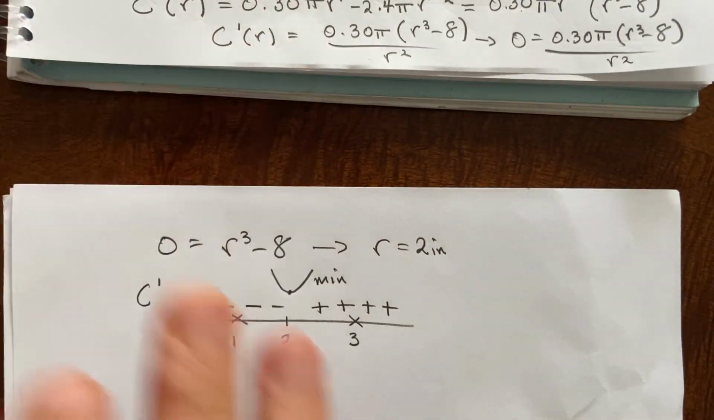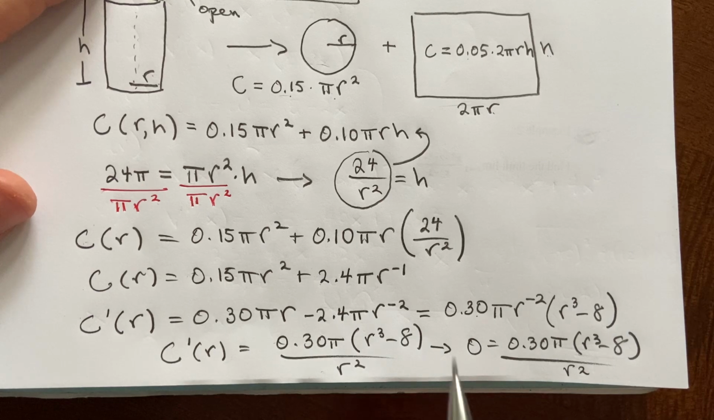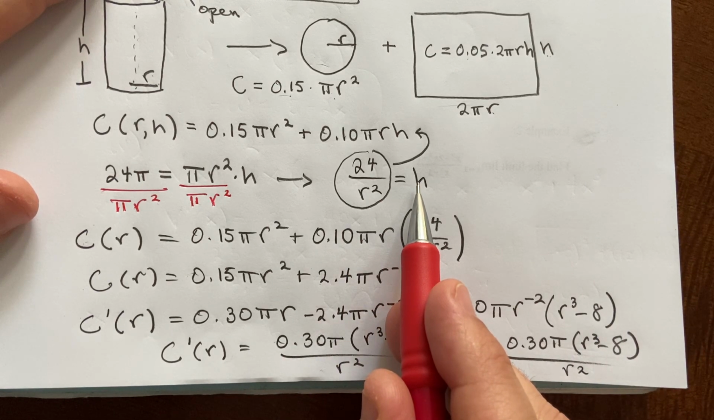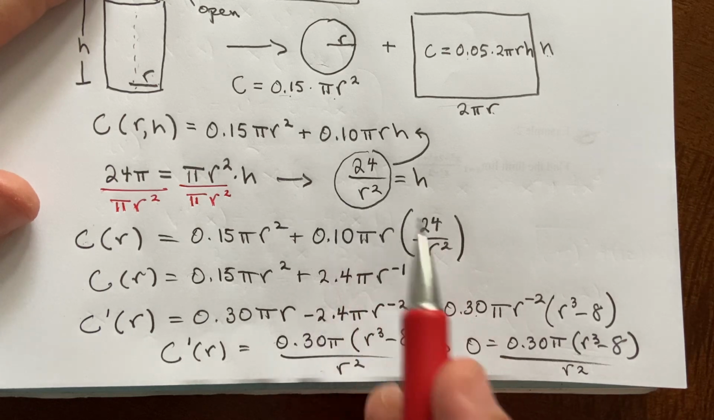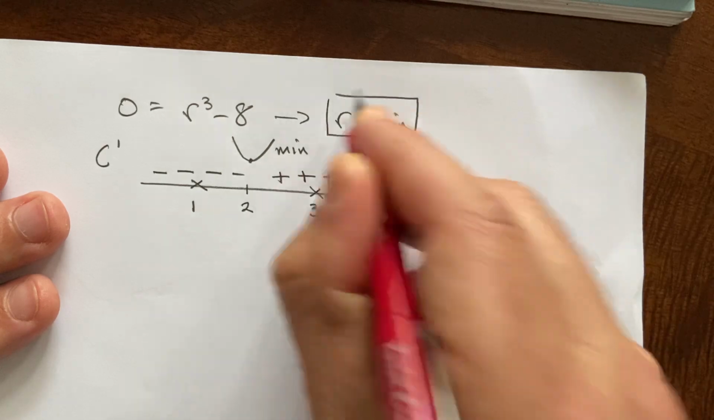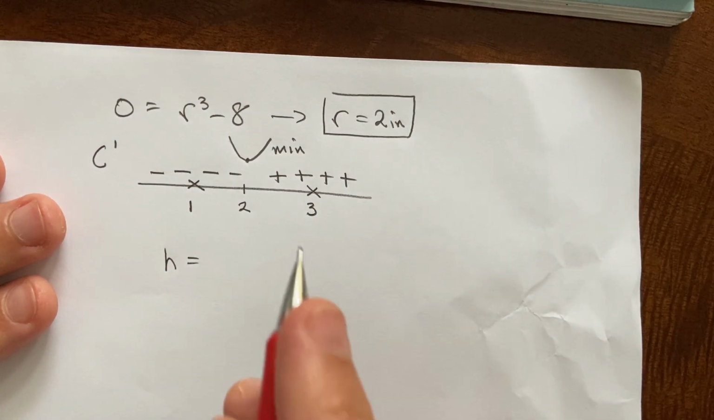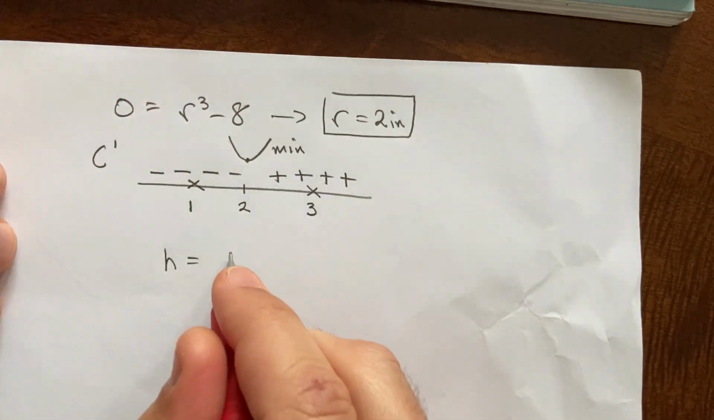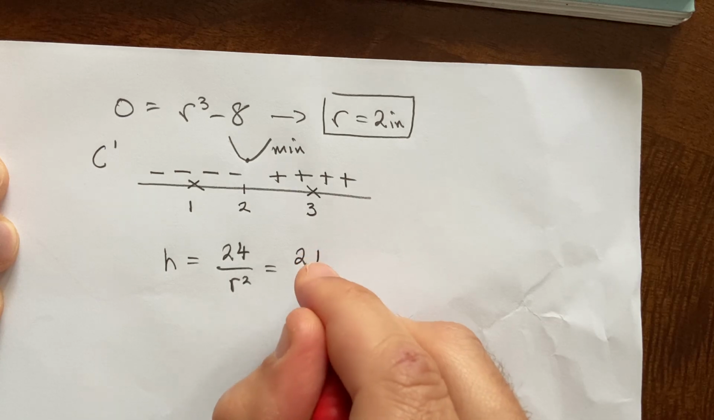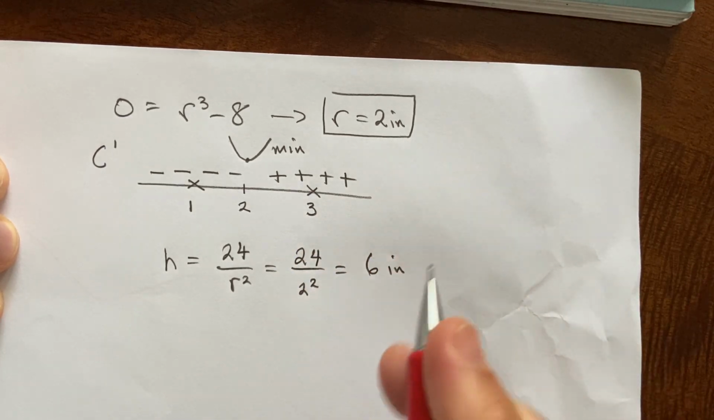Once I know the radius, I can plug it in here, and then I can quickly solve for h without much difficulty. So by the way, this is the radius we want to use for the can. And then h equals, that was 24 over r squared. So in this case, 24 over 2 squared, in other words, 6 inches for h.